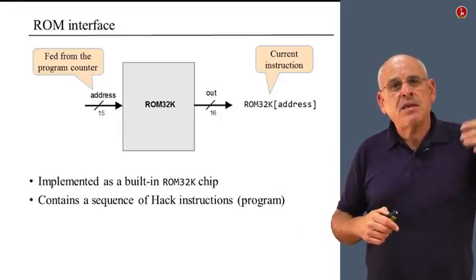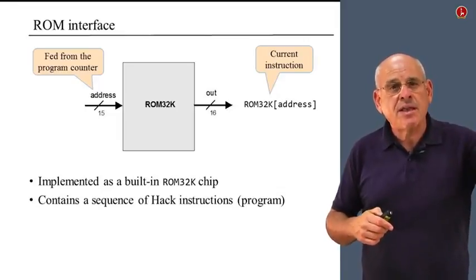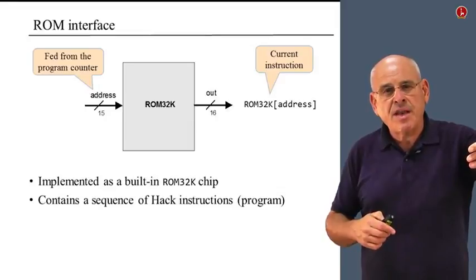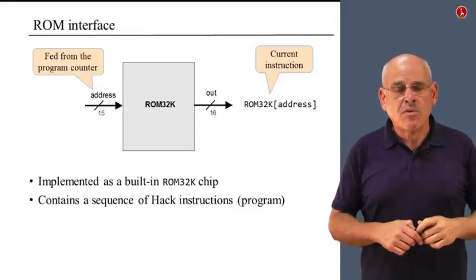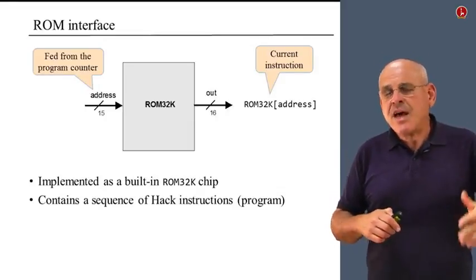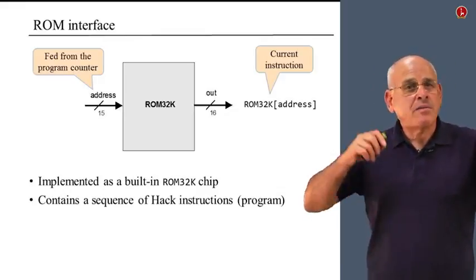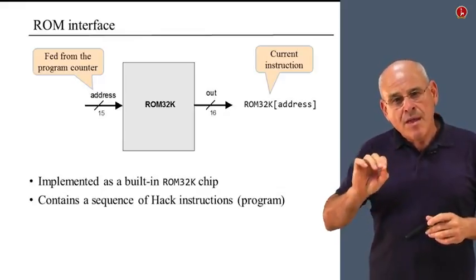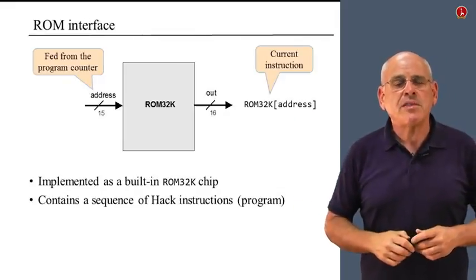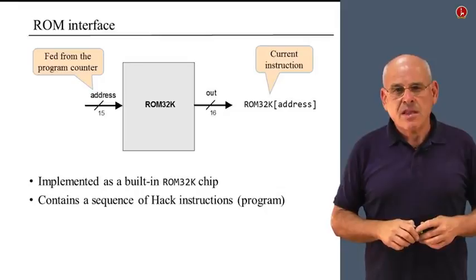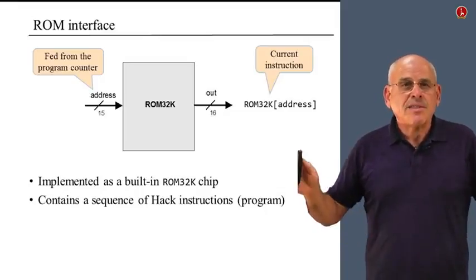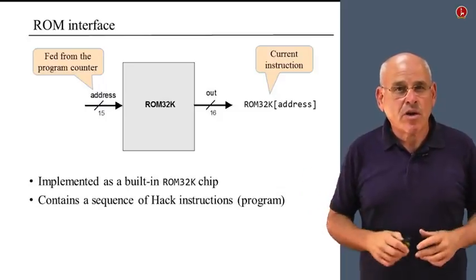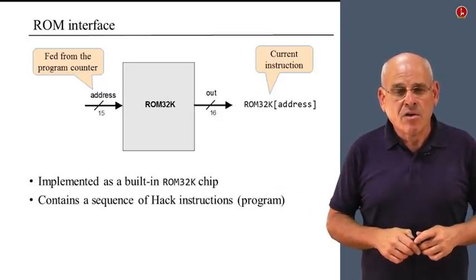And if the PC is doing what it's supposed to do, then in every cycle, the PC will provide the address of the next instruction that we want to execute. And this is after taking into consideration all the go-tos and the conditional go-tos and so on. And what will come out from the ROM is always the current instruction that we want to execute, as if by magic.